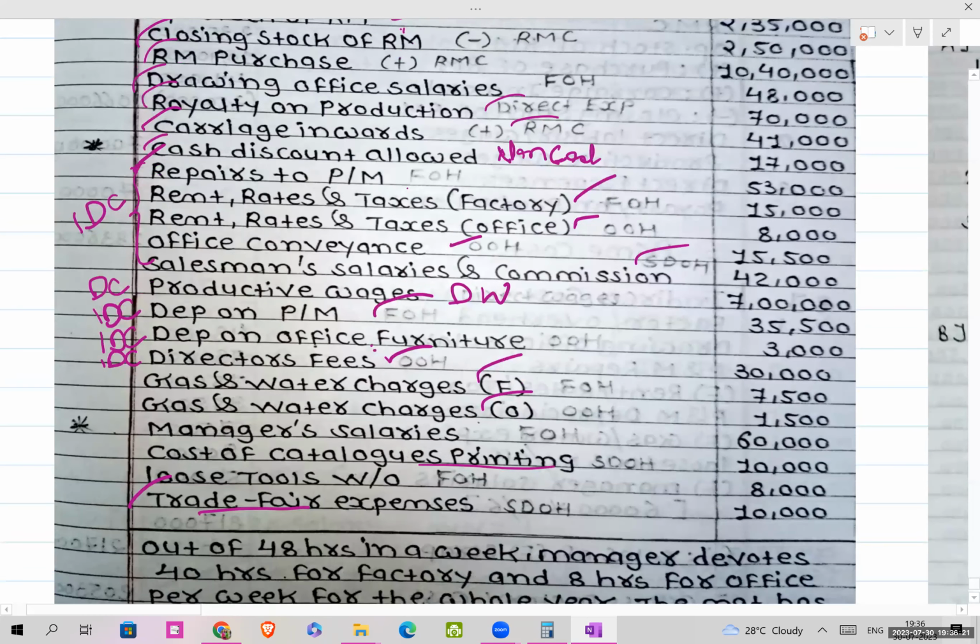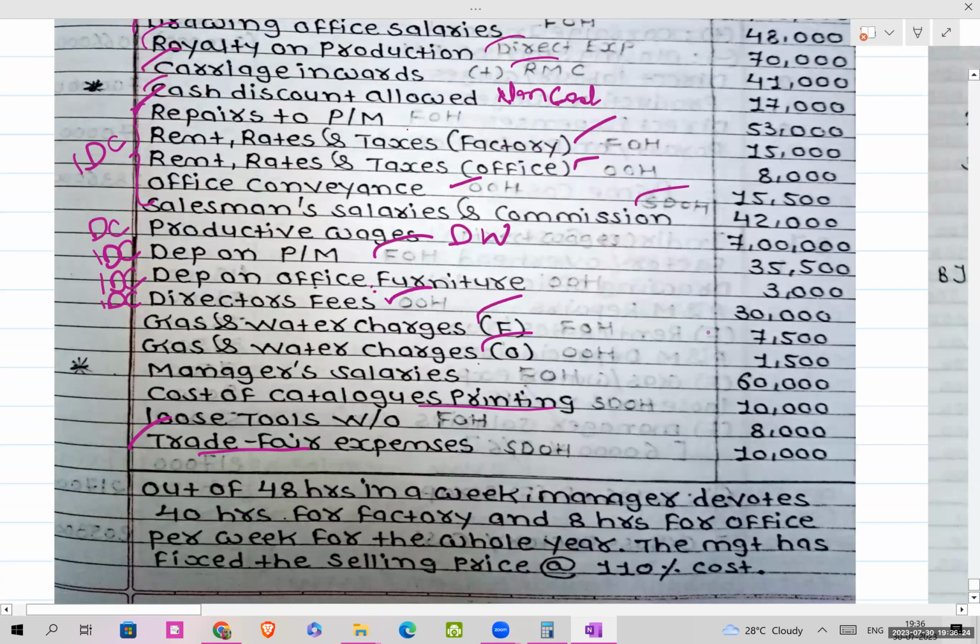Okay, now in this context, there is one information given in the question which says that out of 48 hours in a week, manager devotes 40 hours for the purpose of factory and 8 hours for office. Okay. Now you have one manager and that manager is working for factory also as well as for office also. So for factory, he is working 40 hours and for office, he is working 8 hours. Okay. So you are going to divide your manager's salary. I'm talking about this manager's salary. So I put an asterisk. Asterisk will denote that I am going as per the question requirement.